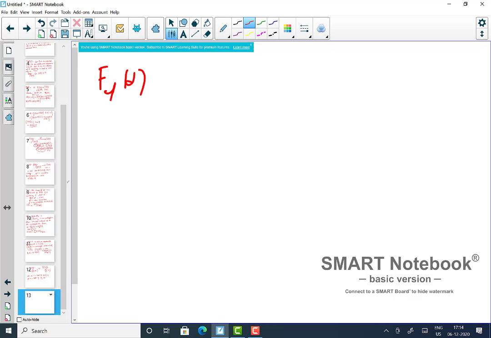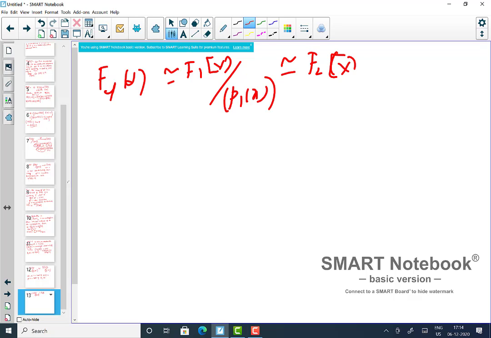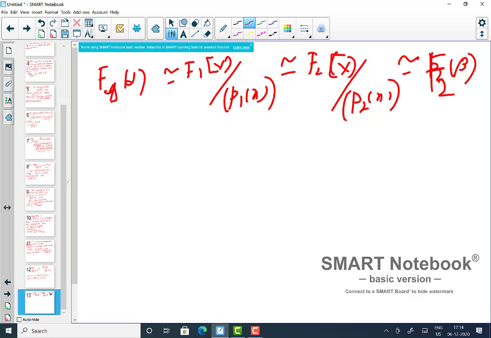Yes, so F1(alpha) is isomorphic to F1[x] over p1, right? But this is also isomorphic to F2[x] over p2(x), which is isomorphic to F2(beta), right? So what does that mean? That means the fields are isomorphic. So this is a more general thing.